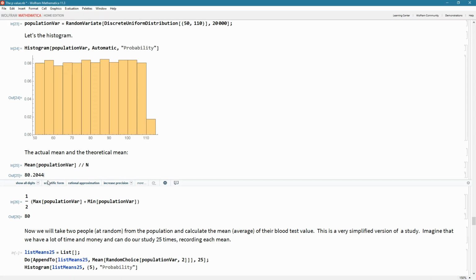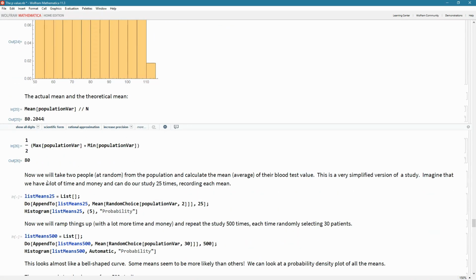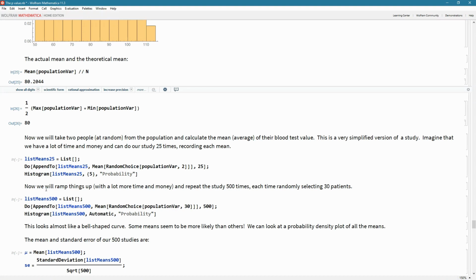Now what I want to do is something similar to rolling the pair of dice. I'm going to do a very simplified study. I'm going to take 2 people at random from the 20,000, and look at what each of their blood values is, and instead of adding them, I'm going to look at what the average is. So one had a blood value of 50.8 and the other one had a blood value of 104.786. I add them together, I divide by 2, and I see what the average was. I calculate that average and write it down.